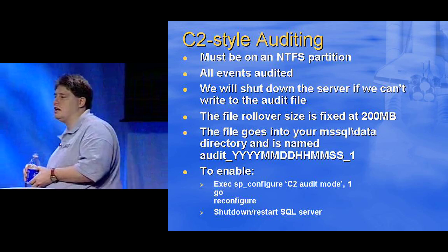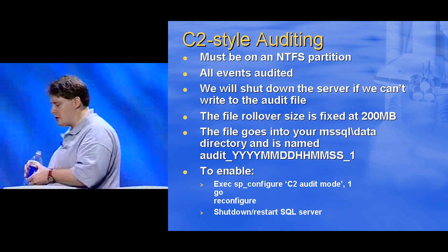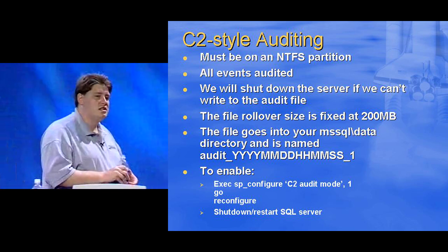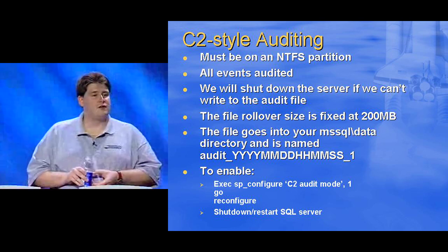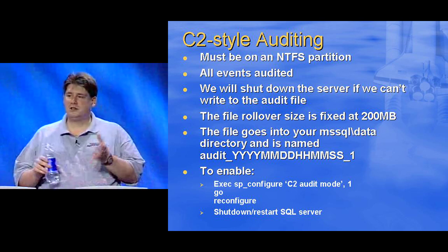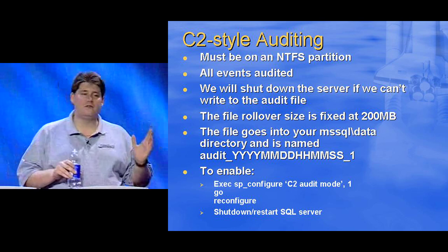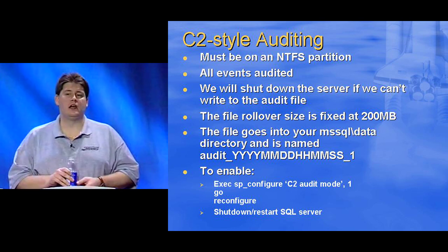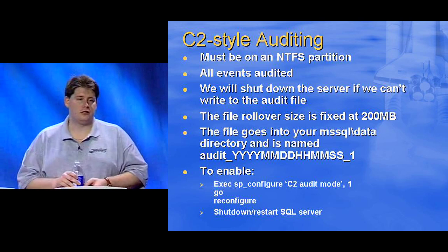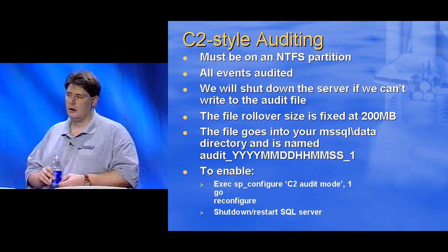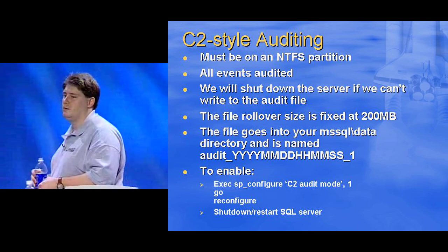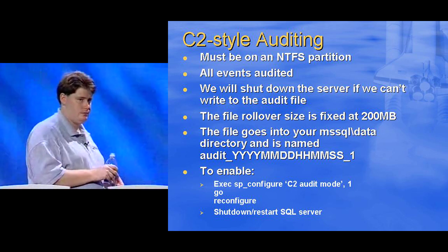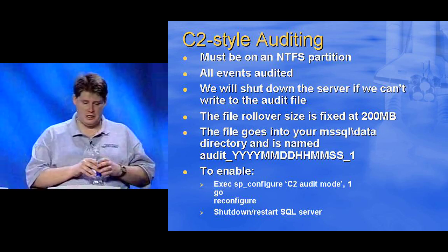In C2 style auditing, we have a few additional parameters we check to turn on auditing. First of all, you must record the audit trace in an NTFS partition. Now in a C2 configuration, you have to be all NTFS anyway, so that shouldn't be any big deal. Every single audit event and every single data column is audited. You have no choice in the matter. If we can't write to the audit log for any reason, we will shut down the server and we will not allow it to start until we can audit. Again, you can bypass that with -f.